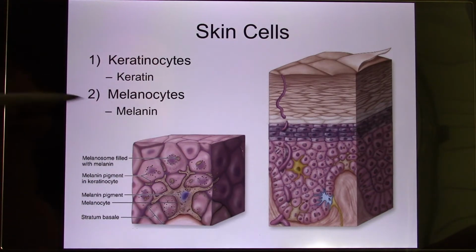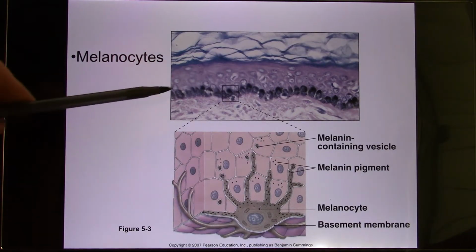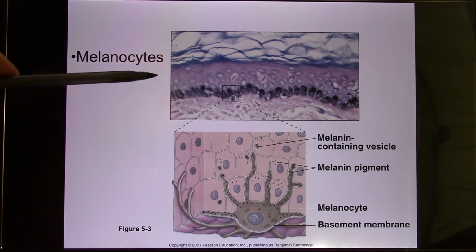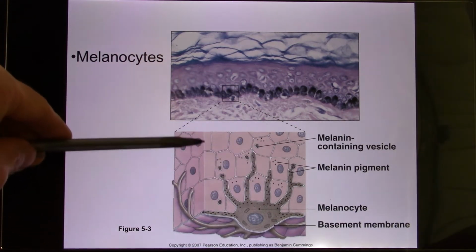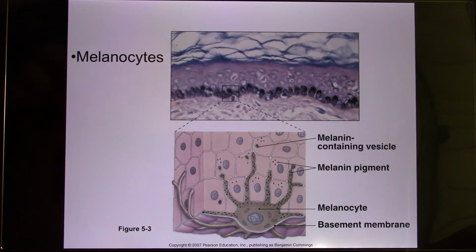The second one is called melanocyte. Melanocyte, it produces melanin. Melanin is a pigment, and it gives you the skin tone, but its main function is to prevent the UV damage. So these are the melanocytes, and they produce the pigments. And these pigments will go into every cell, not just stay in the melanocyte. So your skin tone is very homogeneous.